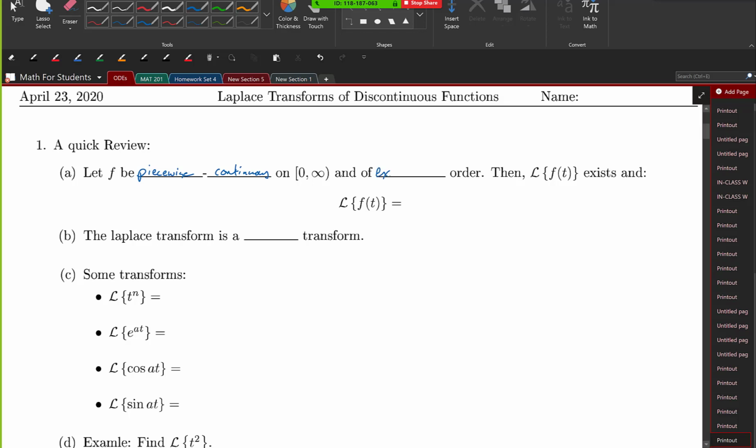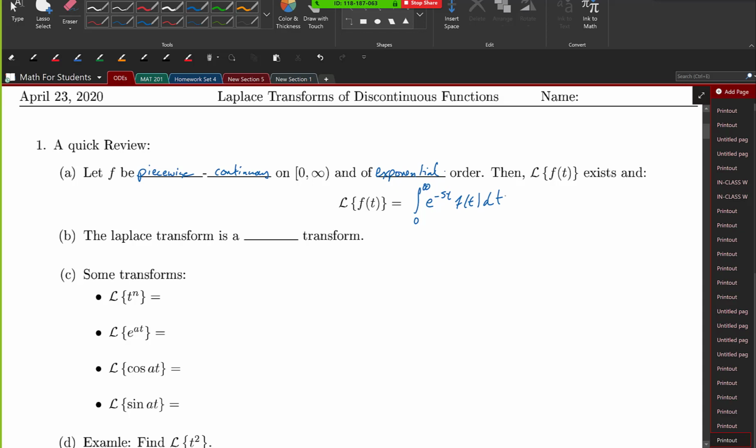Exactly. We've got to say that it's of exponential order, which means that from some point onwards, it grows no faster than an exponential function. Or put it, really what we mean is we can bound it by an exponential function, but the consequence is that it grows no faster than some exponential function. Okay? Then the Laplace transform exists, and how do we define the Laplace transform? It's the integral from 0 to infinity of e to the minus st f of t dt.